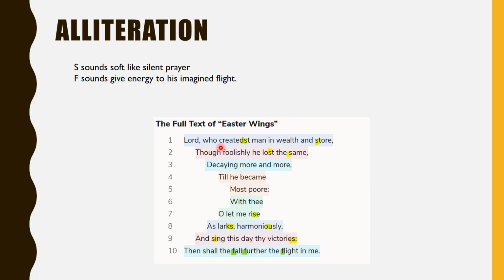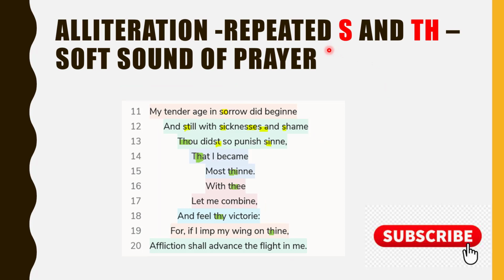Let's look at alliteration, so the repeated consonant sounds. The S sounds are repeated, which may signify the sounds of silent prayer. And the F sounds give energy to his imagined flight. So let's look at the S sounds: greatest, store, lust, same, rise, larks, harmoniously, sing, victories. A lot of S. And then there's a lot of fall, further, flight. I think that gives energy to keep going and not give up and gives him power to go up to heaven. So alliteration, repeated S and TH sounds in stanza two could also be the soft sound of prayer.